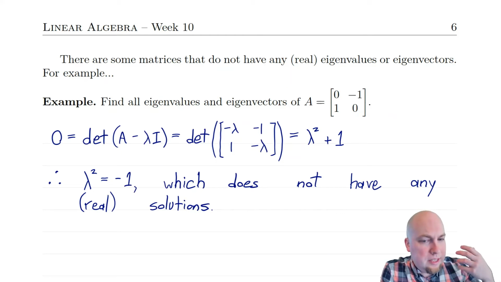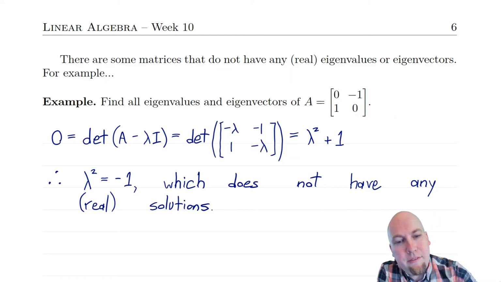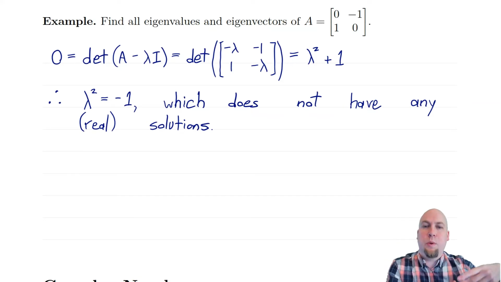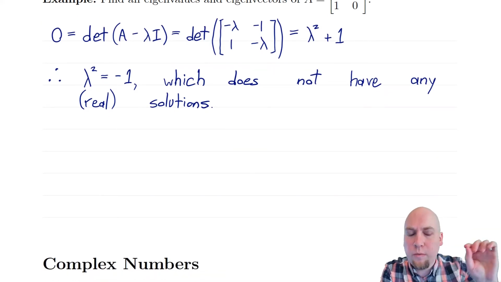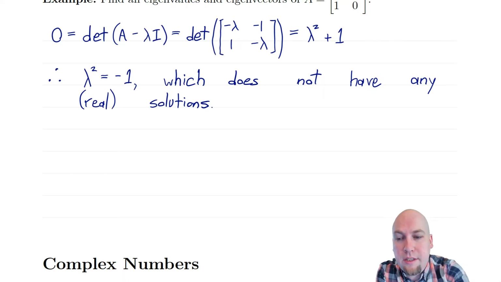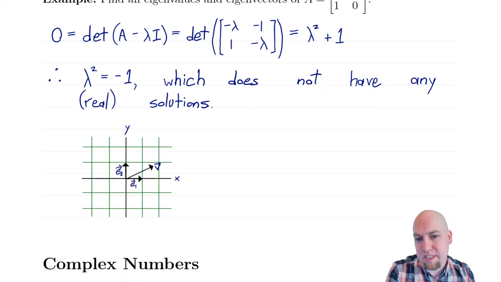And of course, that equation does not have any real solutions, right? Because if you square a real number, you get a positive number. You don't get a negative number. You get something bigger than or equal to 0. So there are no real numbers that satisfy that equation. So this matrix A does not have any real solutions. There are no real numbers that are eigenvalues of this matrix.